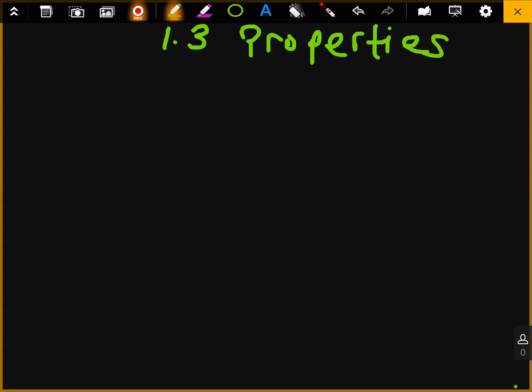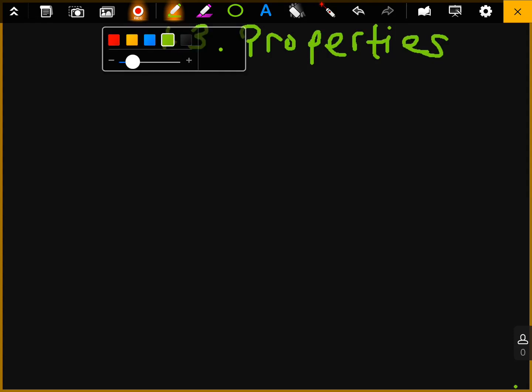It's going to be titled 1.3 Properties. We're going to learn about the different properties in addition and in multiplication today, and the essential question that we're going to try and answer is, how can you use properties of operations to solve problems? So let's go ahead and get into the terms.